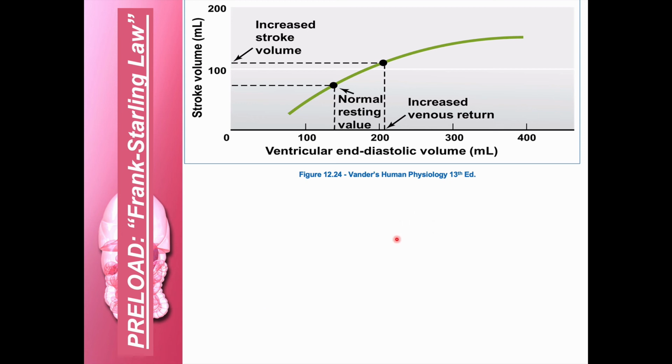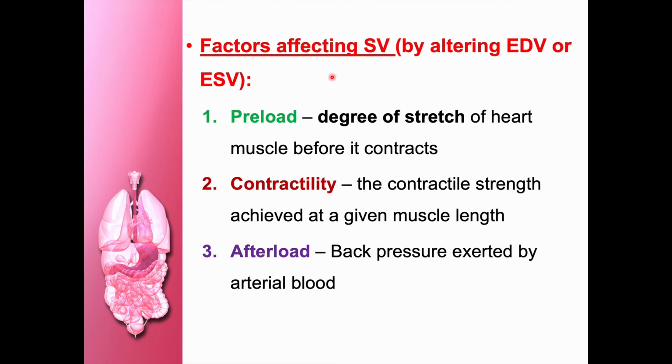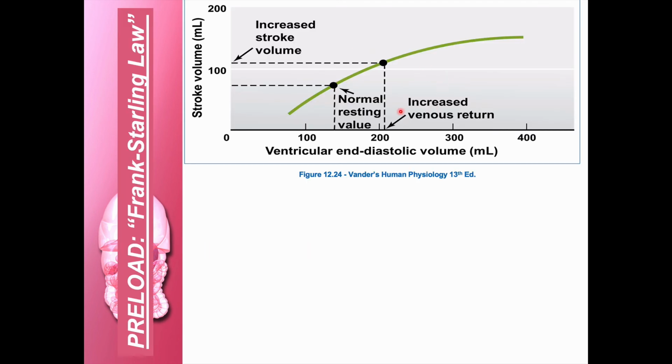So in the preload, what happens? This preload depends on the degree of stretch of the heart muscle. You can give many examples. For example, if valvular diseases are there, then the preload pressure is disturbed. Likewise, for afterload, if more cholesterol is present in the blood, or if there is peripheral vascular resistance, then also the stroke volume is affected.